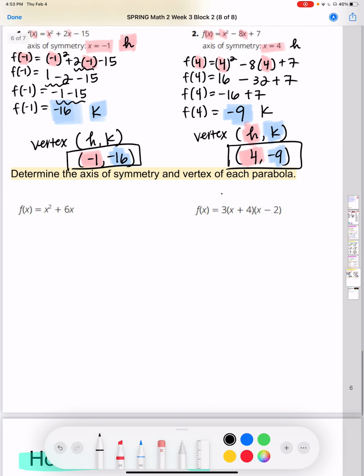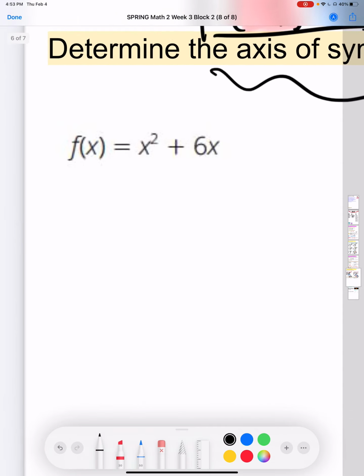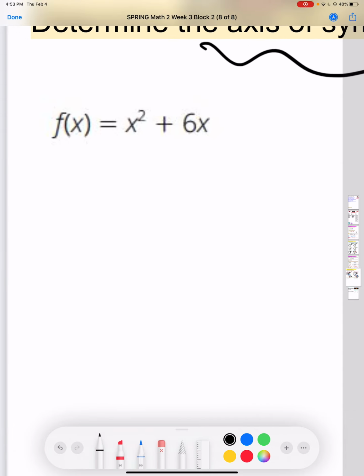All right, let's look at the next two examples, which are the last two. For the last two, we have to determine the axis of symmetry and the vertex of each. So this time we're just given an equation. We need to do both. So for the first one, you have f of x equals x squared plus 6x. This is in standard form. So remember, for standard form, if you don't have the axis of symmetry, you can find it using the formula you wrote. It's not x, it's h equals negative b over 2a.